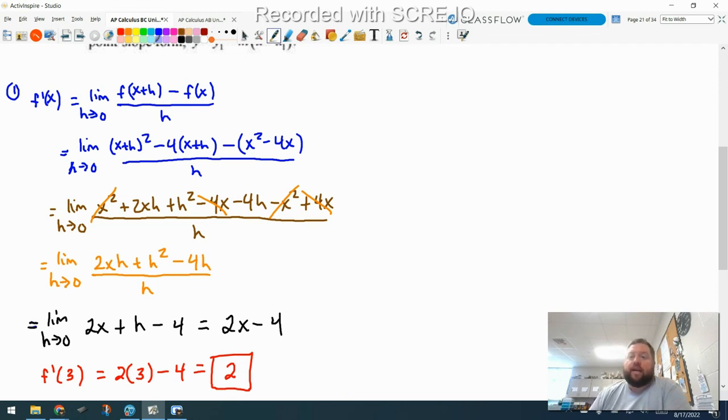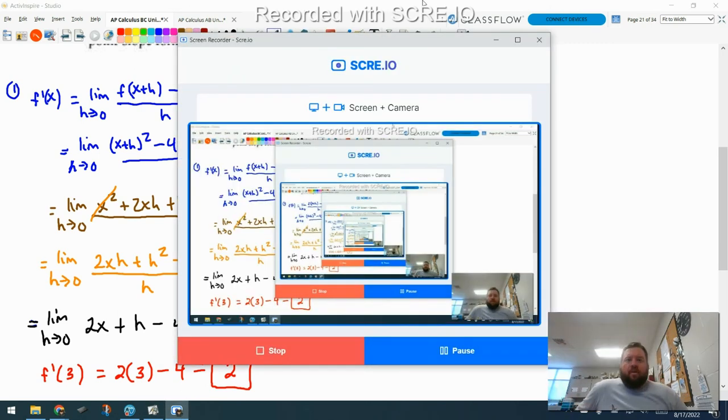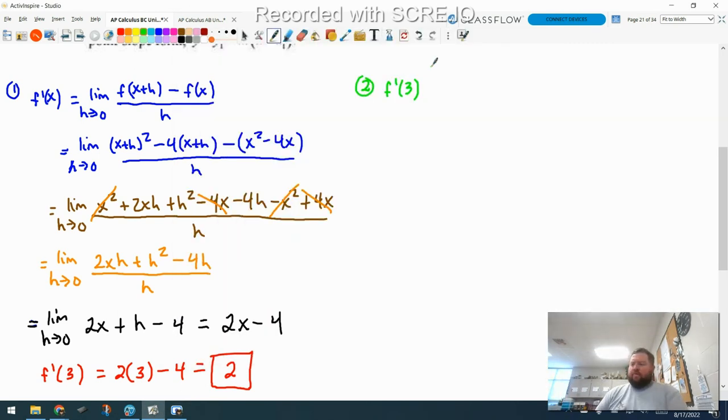All right, second method. Use the alternative form of the definition of derivative. So that's going to be f prime of 3. All right, so we're finding f prime of 3 using the alternative form of the definition of derivative. So this is the limit as x approaches c, but we have a number now for c. C is 3. So as x approaches 3 of f of x minus f of 3 over x minus 3.